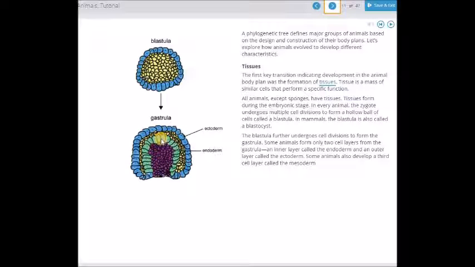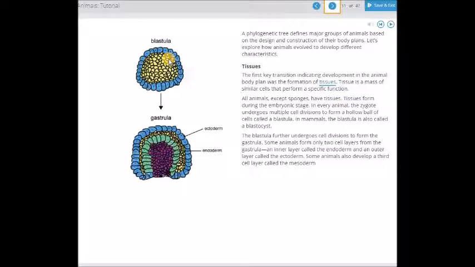Now, I'd like to point out that other kingdoms have tissues too. Plants, fungus, they all have tissues, okay? So tissue development kind of evolved independently in all three of those kingdoms. But with the animal kingdom, some of these organisms, including most of the invertebrates except for the sponges, develop these tissues.